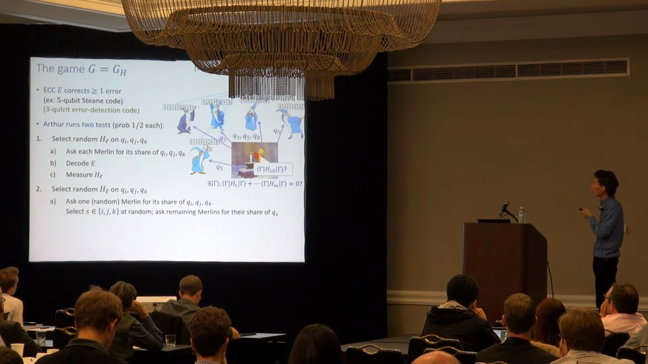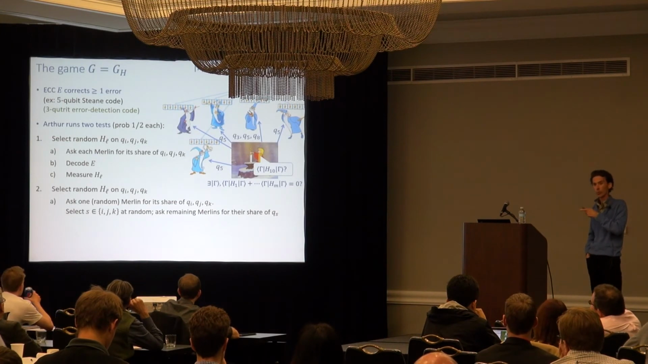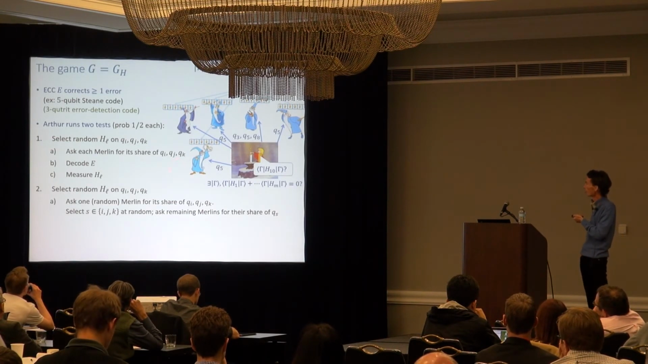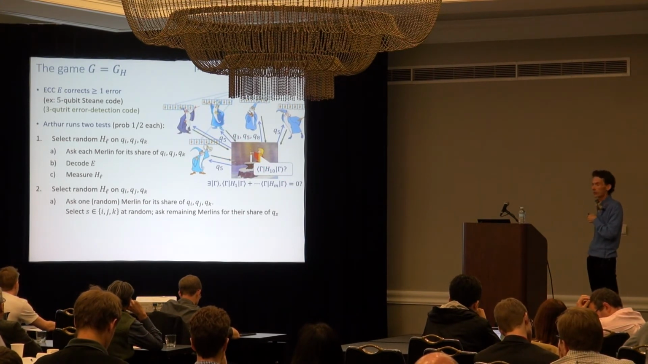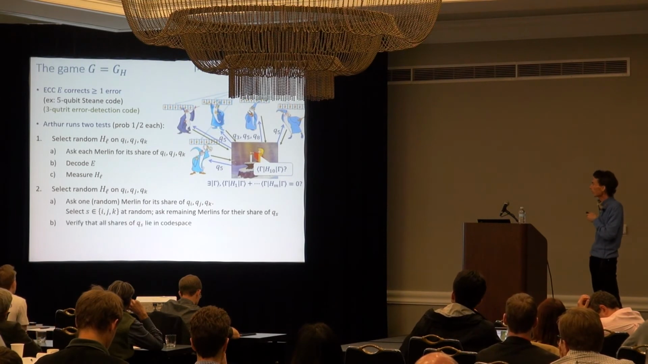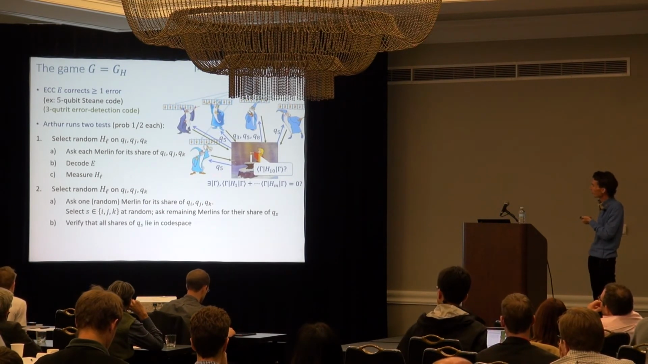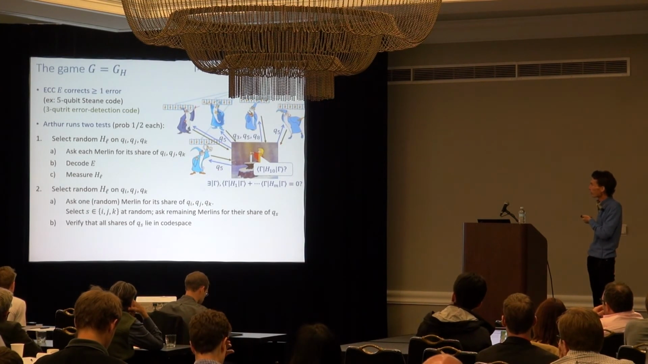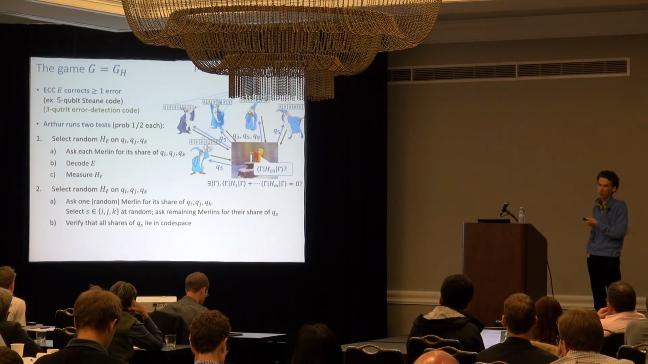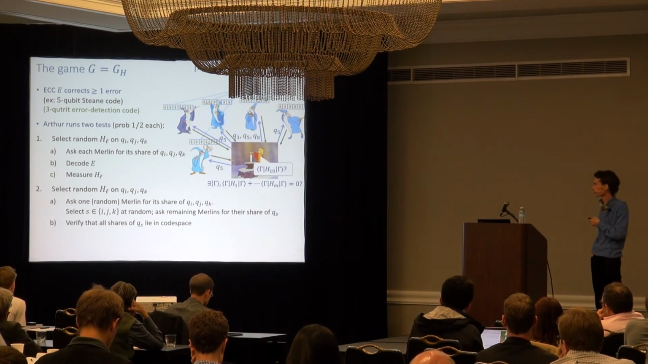What I'll ask about the other 4 is just for their share of a single qubit. What's important about them is that they don't know that I'm interested in term number 10, they only know I'm interested in qubit number 5. They have to send me the shares back, and the test that I make is that I just check that with respect to qubit number 5, the 5 qubits that I got lie in the code space. So I just make a code measurement.